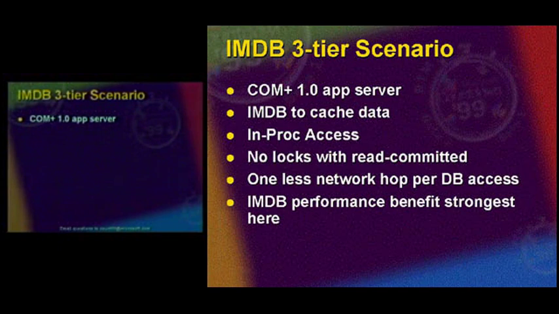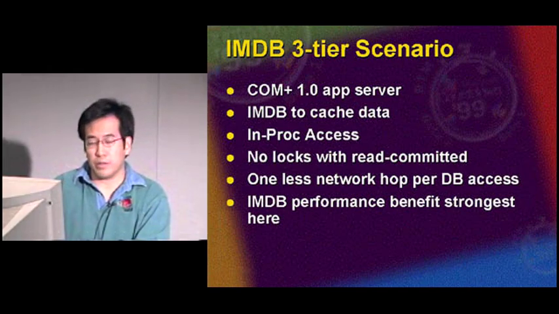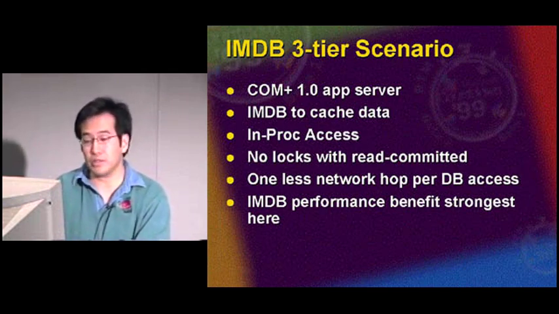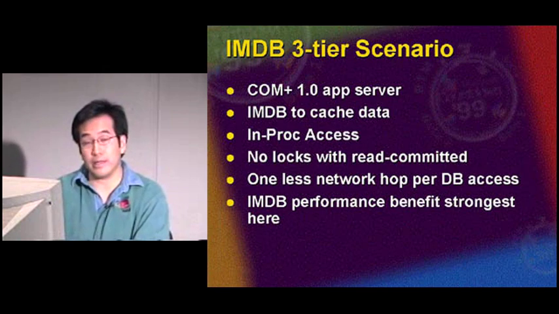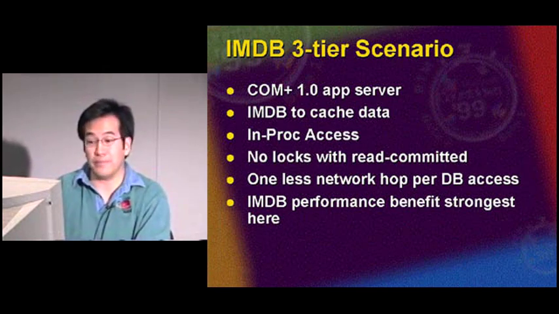Here's a traditional three-tier scenario where we envision IMDb to be useful. On the middle tier, COM+ 1.0 is utilized to develop components for the application server. In this case, we see IMDb and envision it being used to cache data that is read quite often on the application server. By staying in the read committed isolation level, reads from that identifiable set of data will be in process and very fast.